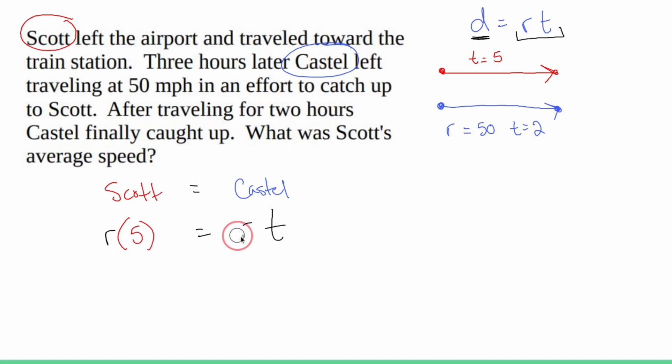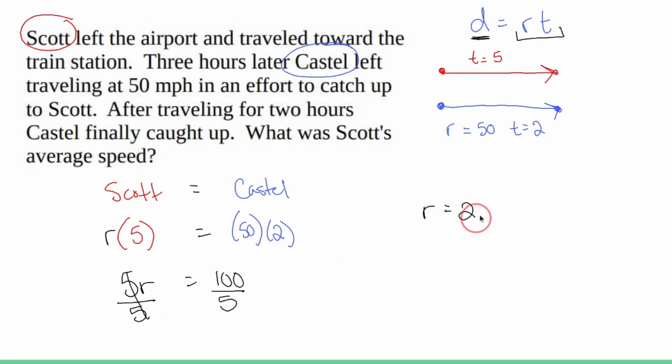We have Castell's rate, that's 50. I'm going to replace Castell's rate with 50. And we have his time, which is 2, so I'm going to replace that with 2. So now in an effort to clean this up, I have R times 5, which is 5R, equals 50 times 2, which is 100. Divide both sides by 5, cross you out, and R equals 20.